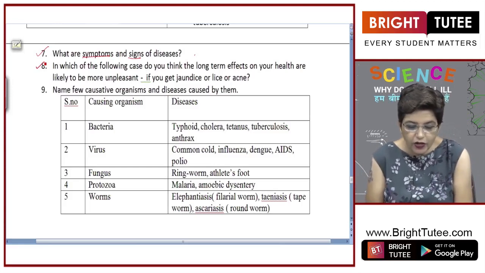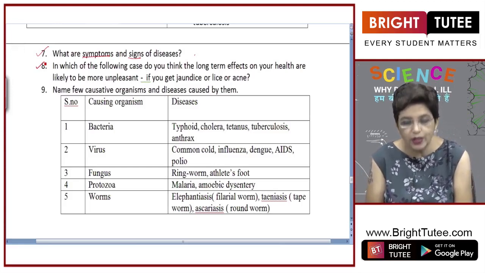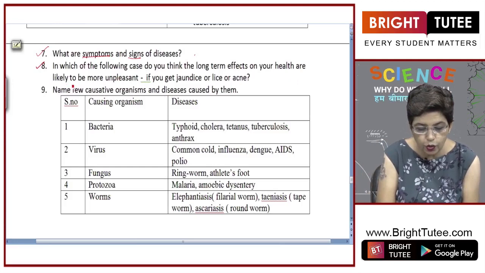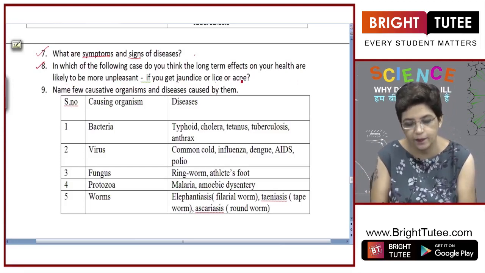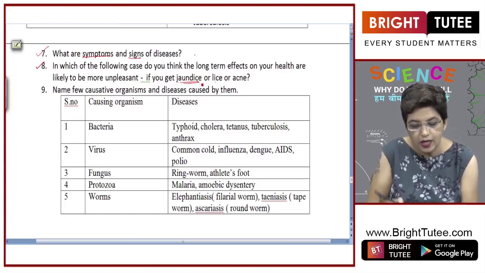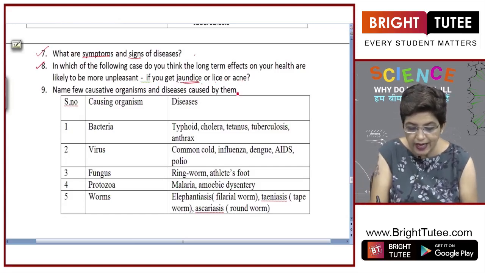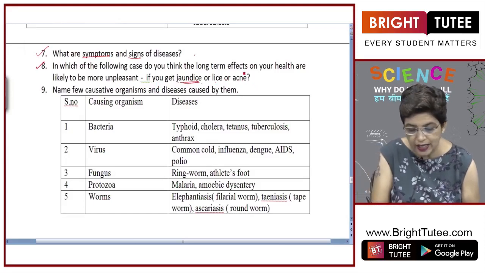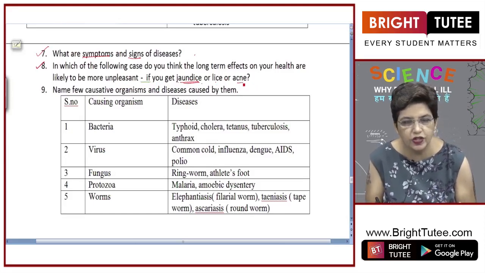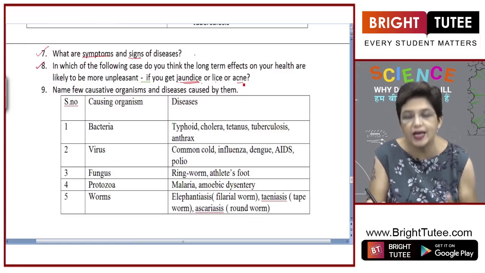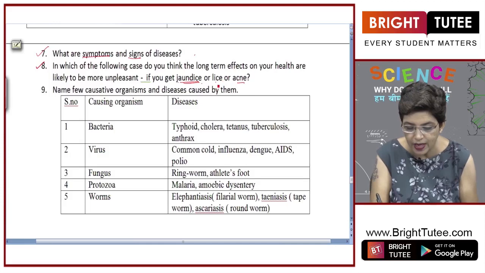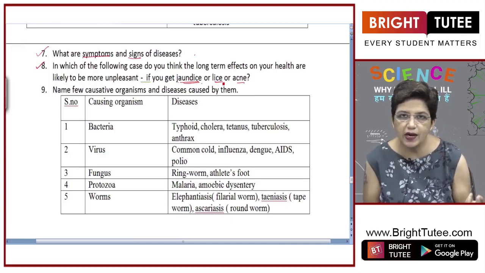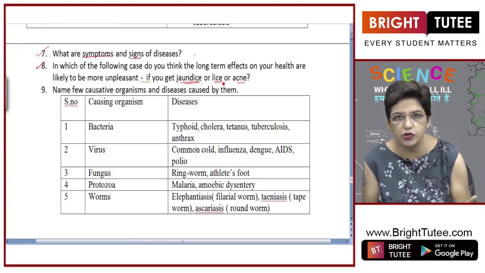Next question. In which of the following cases do you think the long-term effect on your health is more likely to be unpleasant? If you get jaundice or lice or acne. Obviously, the answer would be jaundice, because lice and acne, first of all, acne is a very acute kind of disease which can be treated effectively and it does not affect the whole body. It does not affect the major organs of the body. Lice is a parasite living on your body which can be removed by some measures.